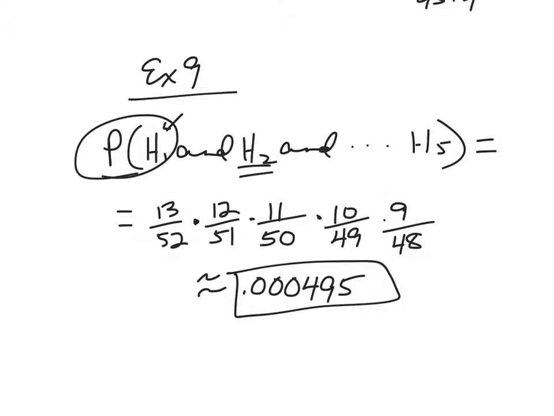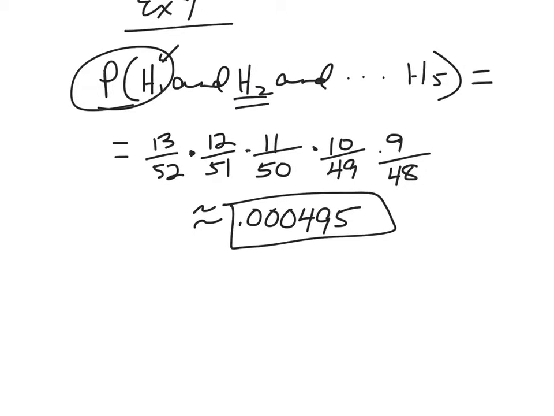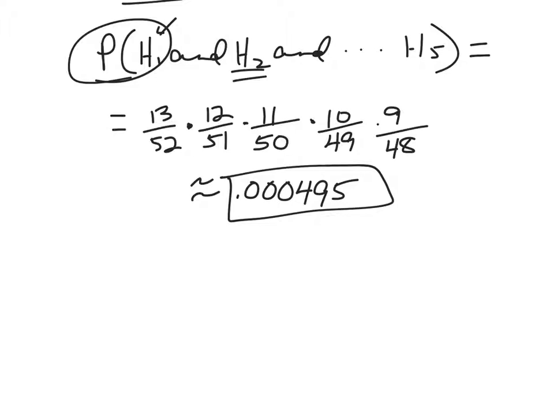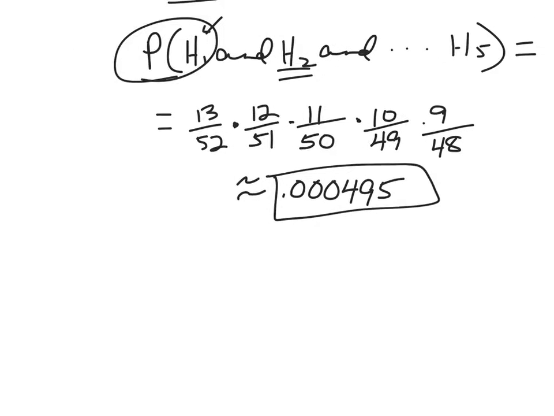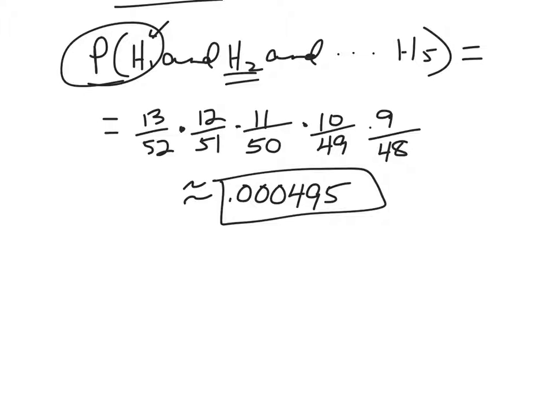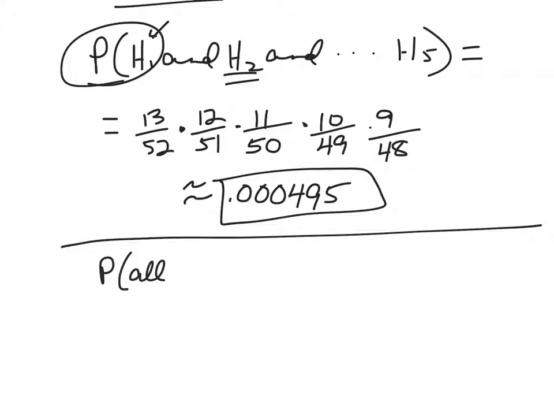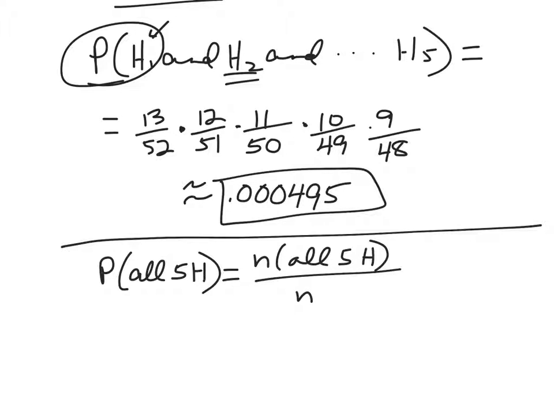Now, that's probably how I would have done that problem. But if you tie this back with what we've been working on in this chapter and what we worked on last chapter, let me show you another way we could have thought through that problem. Let's go back to our definition of probability. The probability of all 5 hearts would equal the number of ways I could get all 5 hearts over the number of items in the sample space.